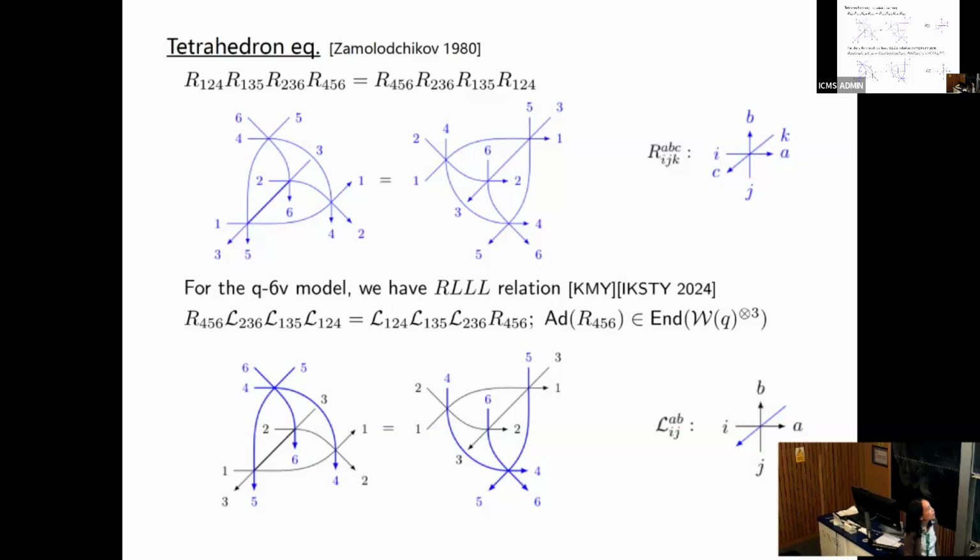Actually, for the quantized 6-vertex model, we introduced this relation in our previous paper published last year. This R is a very complicated one, constructed by using a quantum dilogarithm function, based on the application of cluster algebra to this setting. But this is another story, so I won't go into it seriously today.